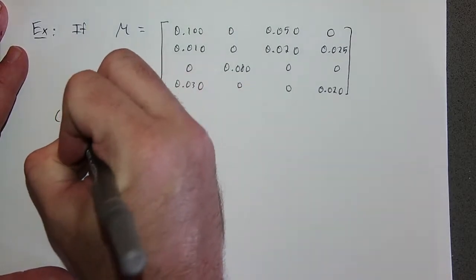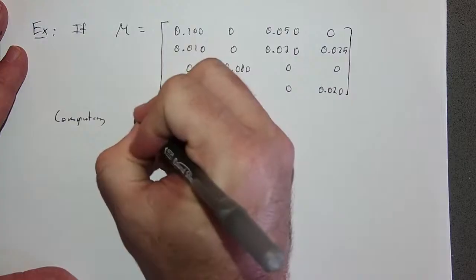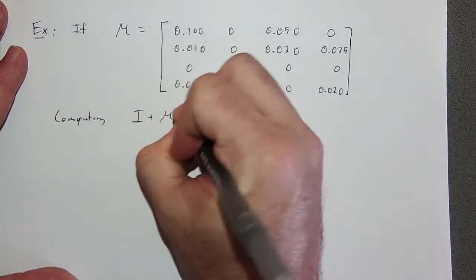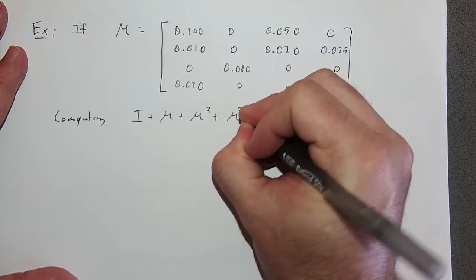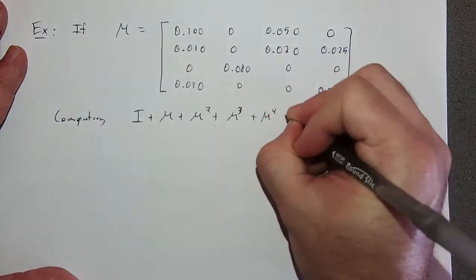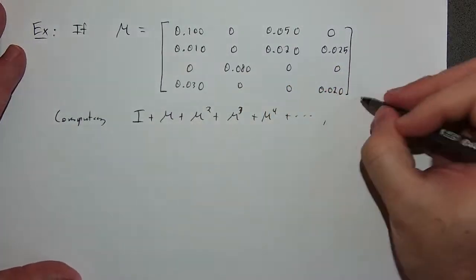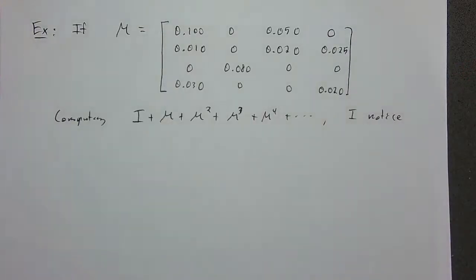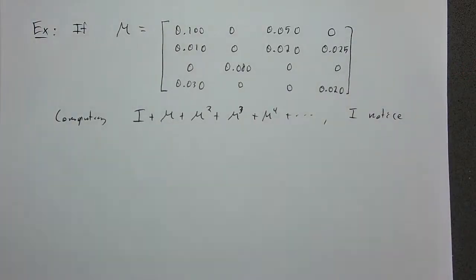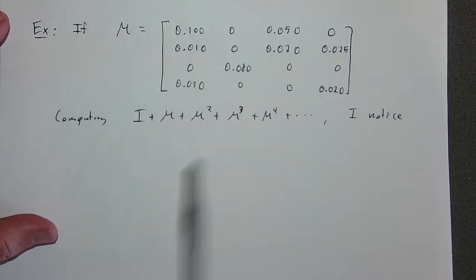Computing I plus M squared plus M cubed plus M to the fourth and so on, I notice, of course, I might use my favorite, might use MATLAB to do this very quickly, compute these matrix powers, which is just multiplying a few matrices here, adding these together. MATLAB has no problem doing this, especially for a matrix of this size up to these powers.